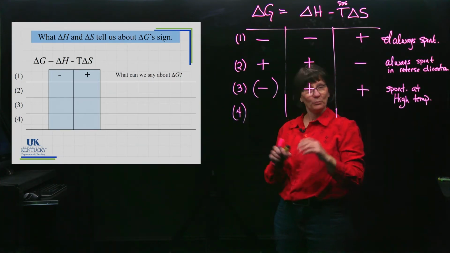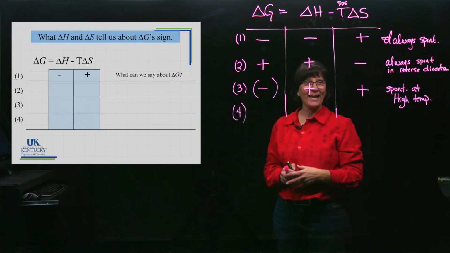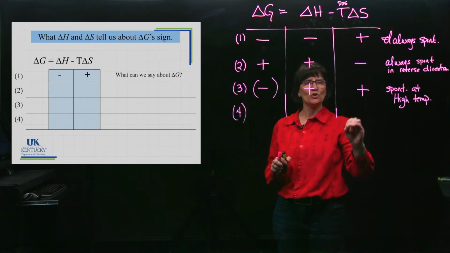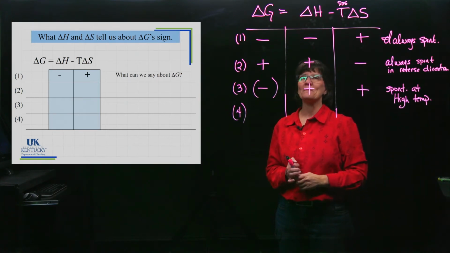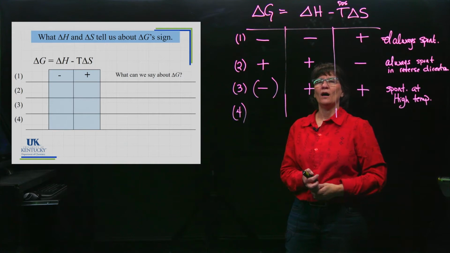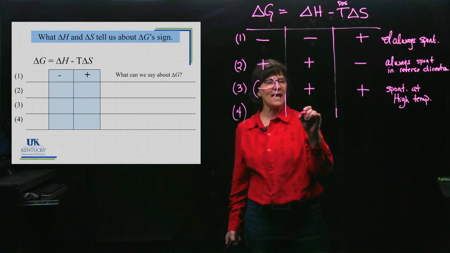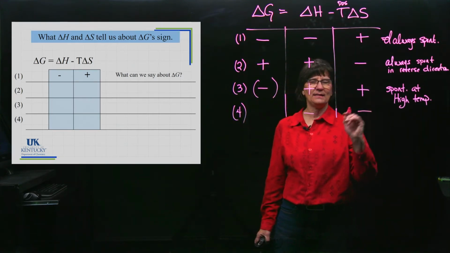Baking a cake would probably be an example of that. You stick it on the counter, it does not bake. You raise the temperature, it will bake spontaneously. High temperature bakes cakes, okay? So that would be a situation of that. All right, how about negative and negative?